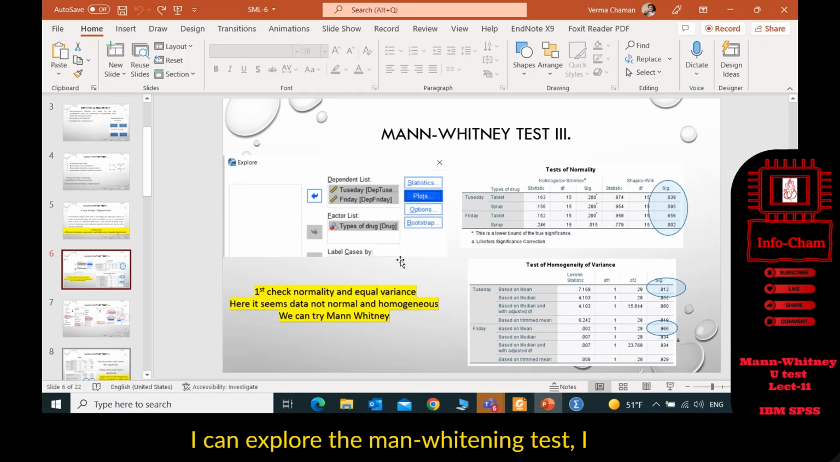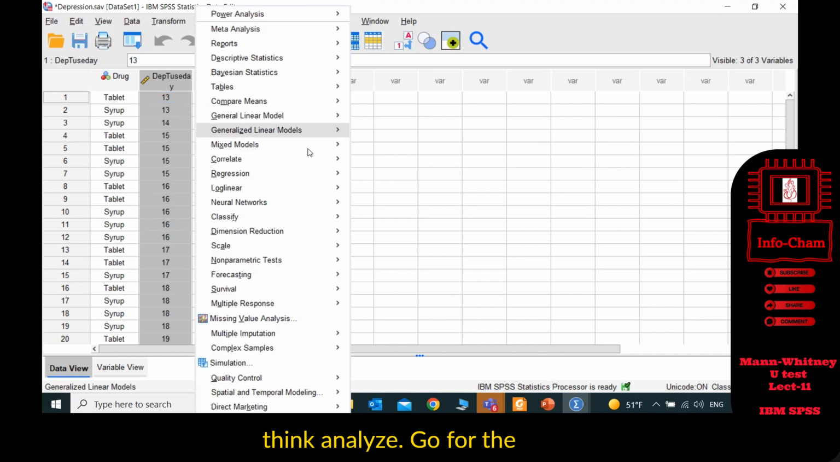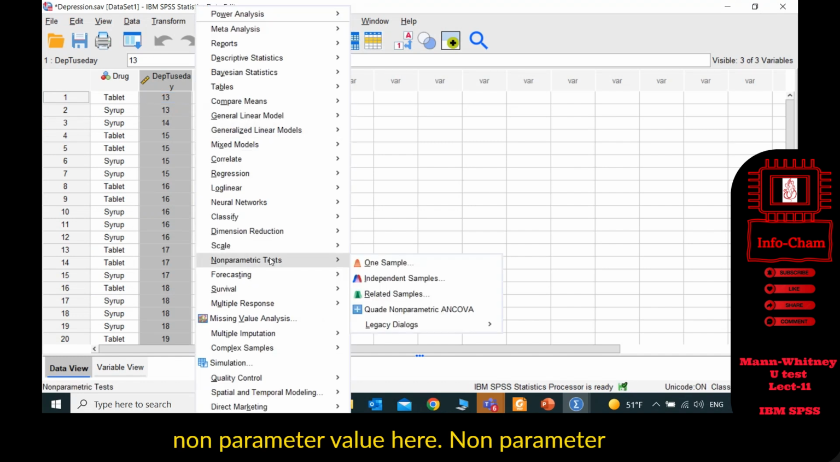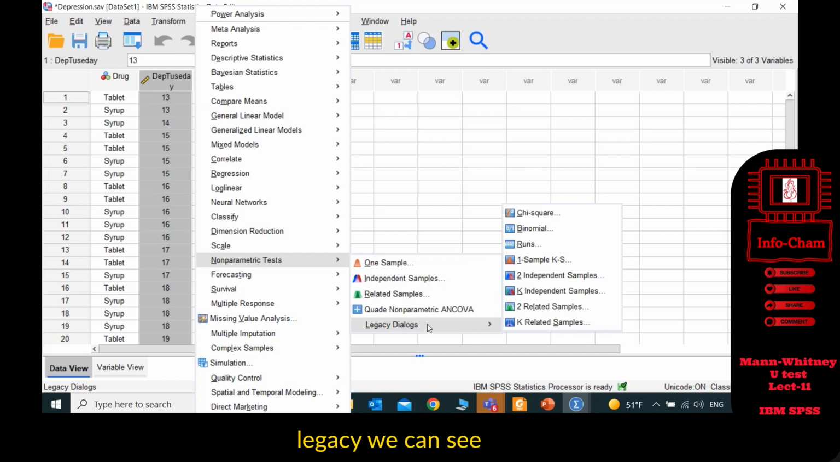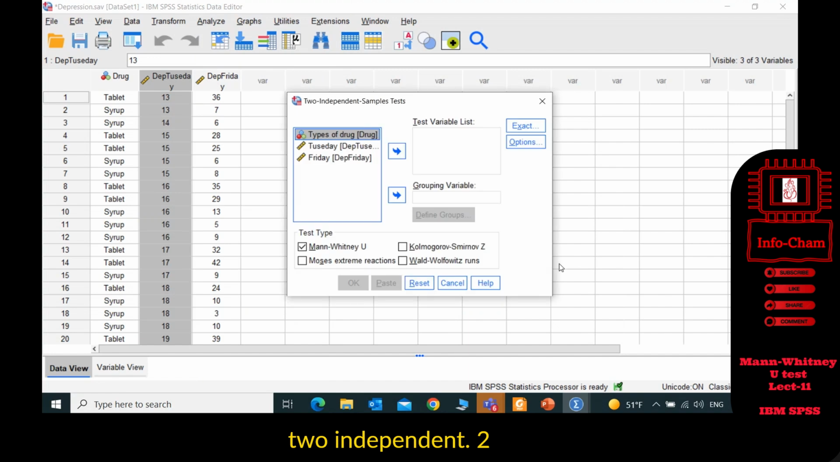Okay, so where can I explore the Mann-Whitney test? I think Analyze, go for the non-parametric value here. Non-parametric test you can find here. One sample, independent, no, and I think in legacy we can see two independent samples, because the samples are independent. They are not linked with each other, independent, right? Tuesday and Friday. Okay, test variables here.